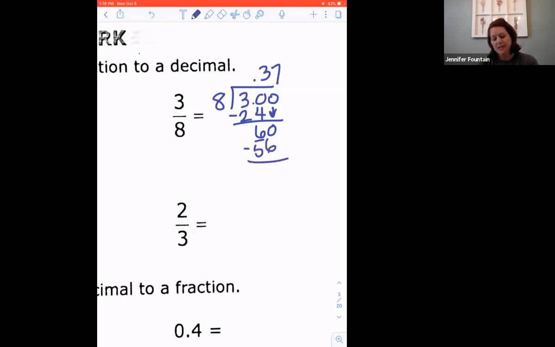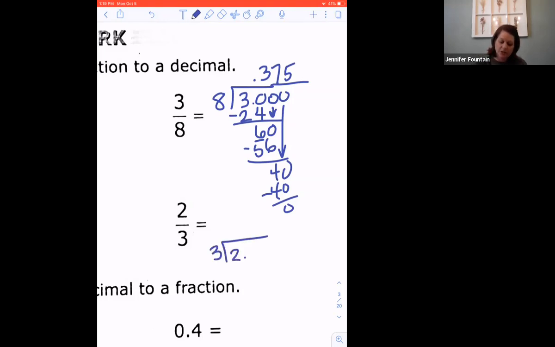And I'm going to subtract. 60 minus 56 is 4. Add a 0. Bring it down. 8 will go into 40 5 times, and 8 times 5 is 40. So I finally get finished, and 3/8 is equal to decimal 0.375, or that would be read as 375 thousandths. Remember, I look at what my furthest out place value is from the decimal. My 5 is in the thousandths place, so I have 375 thousandths. And finally, 2/3.